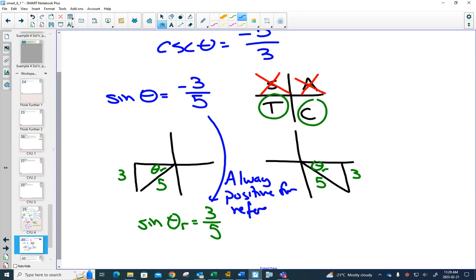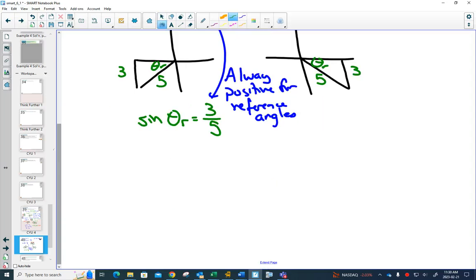But for reference angles, when you're solving for a reference angle, the ratio is always positive because you're going back to grade 10 math and dealing with an actual triangle of actual lengths. And this is an area that students often make a mistake because they want to find the angle too quickly instead of finding the reference angle first. So when I'm finding a reference angle, it's always positive.